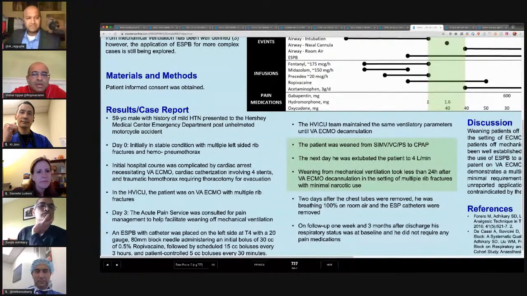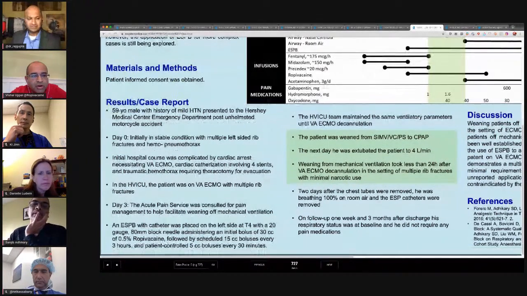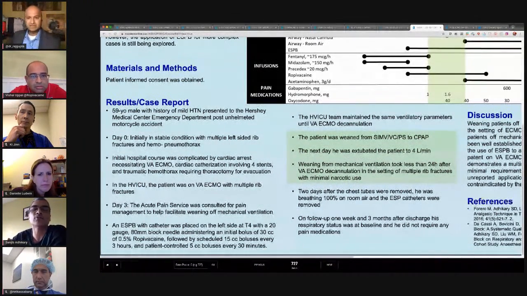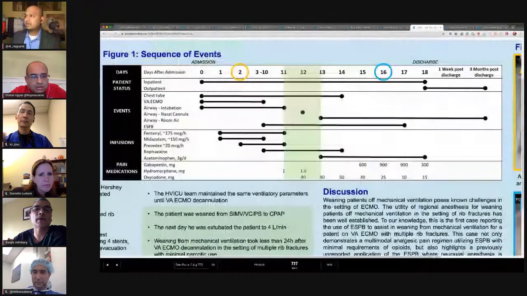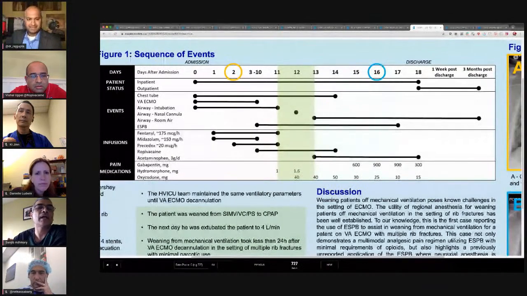I was looking through this and APS called you guys on day 3. Is that the time you put the ESP block in, or is it later on? Can you show me the graph? I think that graph says everything. We put the ESP on day 11, in the green part. I think we were consulted on day 11. He was on ECMO for 11 days.